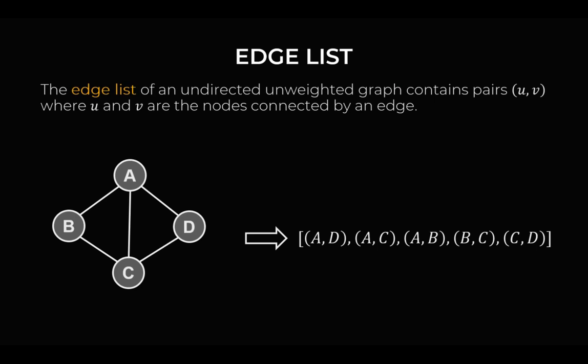The edge list of an unweighted graph contains pairs UV, where U and V are the nodes connected by an edge. In this case, the edges AD and DA are both represented by the pair AD. This graph implementation is rarely used due to its lack of structure.